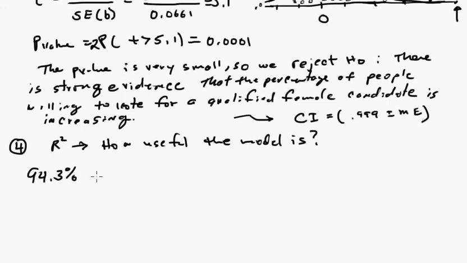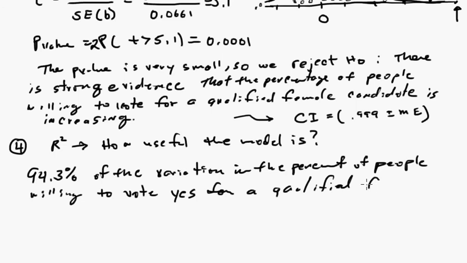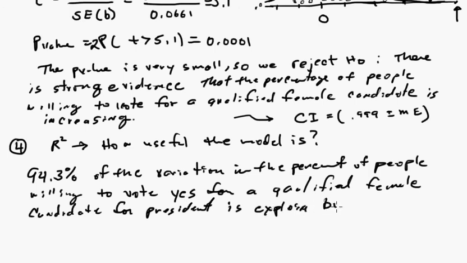94.2% of the variation in the percent of people willing to vote yes for a qualified female candidate for president is explained by the year.